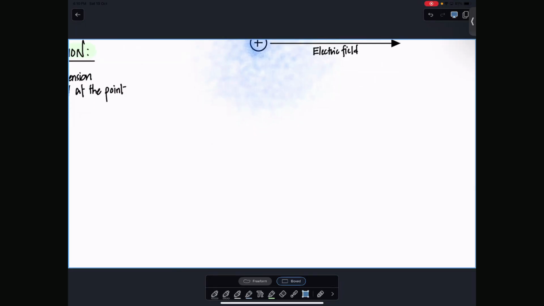So let's write about the electric field line. So what's an electric field line? Electric field line definition, this was in O levels, does anyone remember what's an electric field line? It is the direction in which a unit positive charge moves in the field. Okay, so the direction in which the positive charge moves, that's the direction of the arrow.